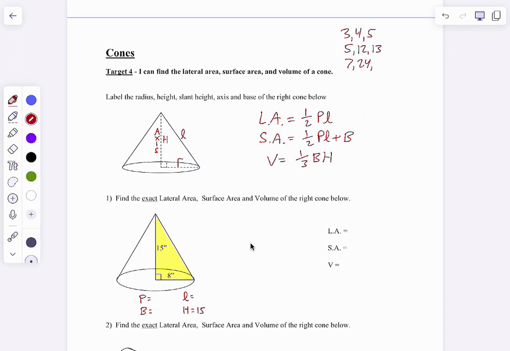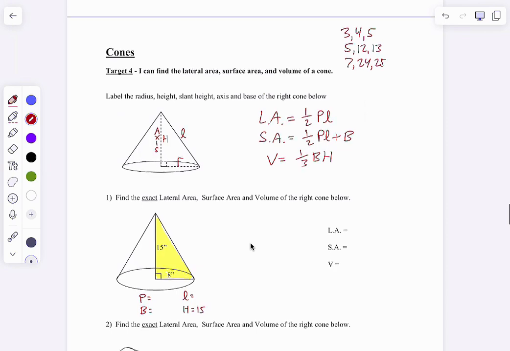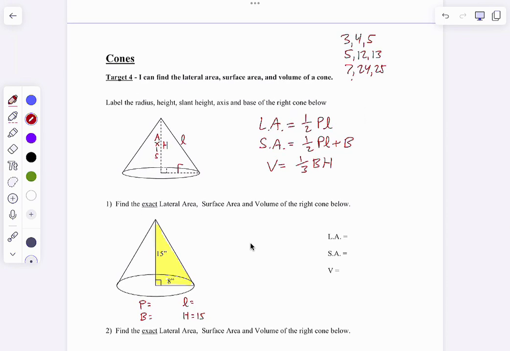7, 24, 25. So that's not this one. I think we used 7, 24, 25 in the last notes. 8, 15, 17. That's this one. This is 17. Of course, if you do Pythagorean theorem, 8 squared plus 15 squared equals c squared, you would end up with 17. And there's 9, 40, 41. And there's also multiples of these.